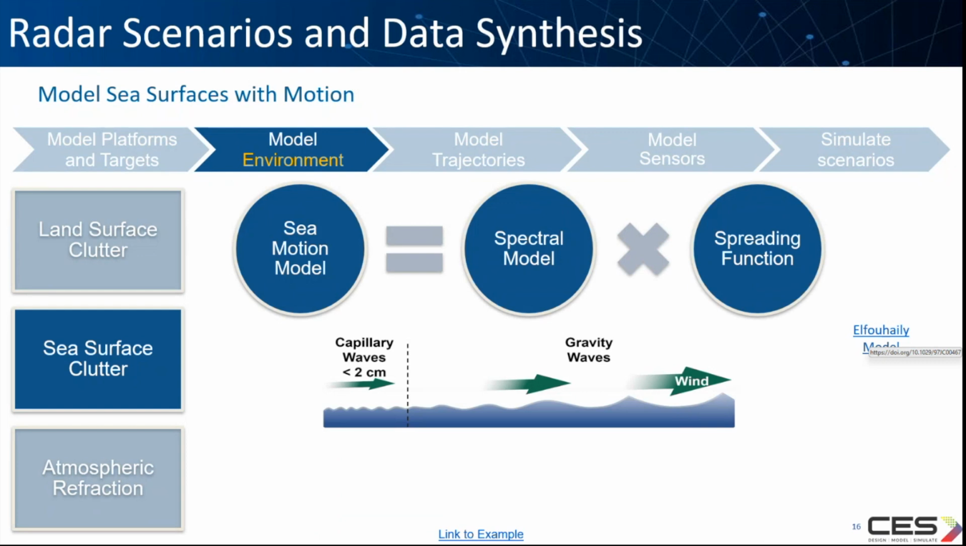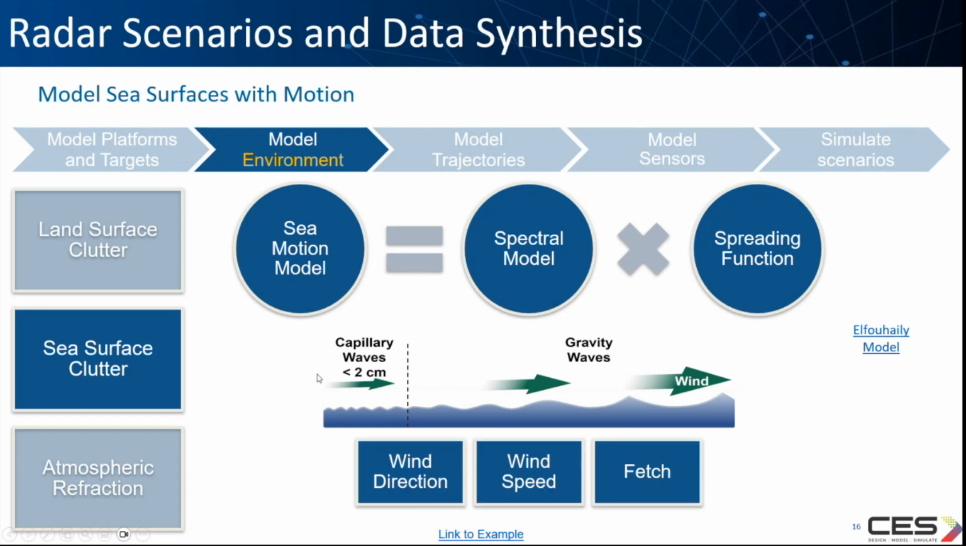For modeling sea surface clutter, there are different built-in models. I will mention here the Al-Fuhaili model, which is based on a multiplication of a spectral model and a spreading function, and this will give you the sea motion model. The Al-Fuhaili model is based on different parameters, including direction, speed, fetch, and so on. This is the very commonly used one for sea surface clutter modeling.